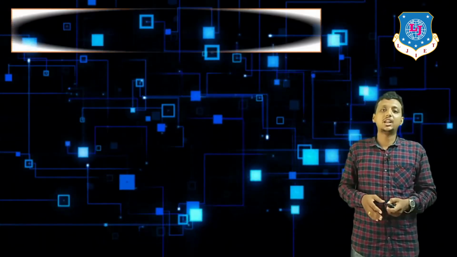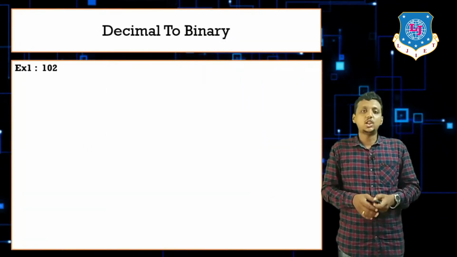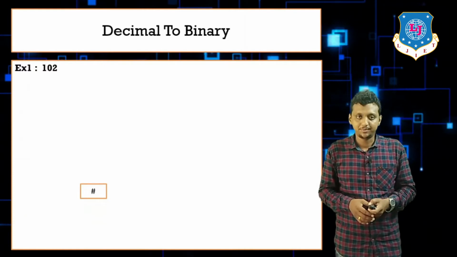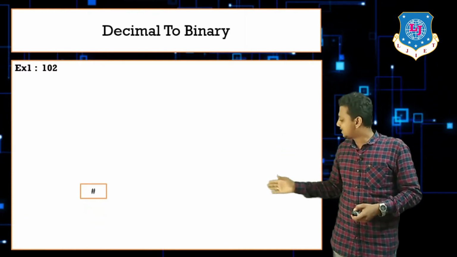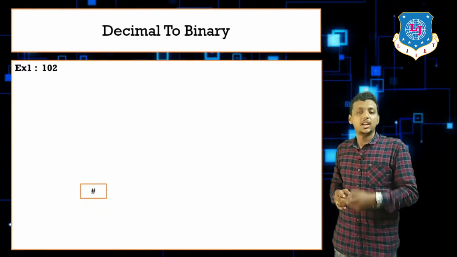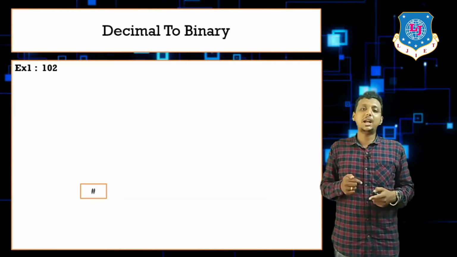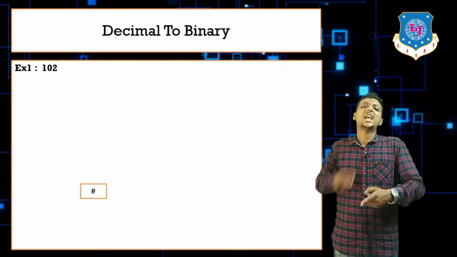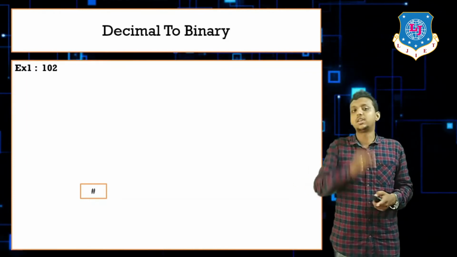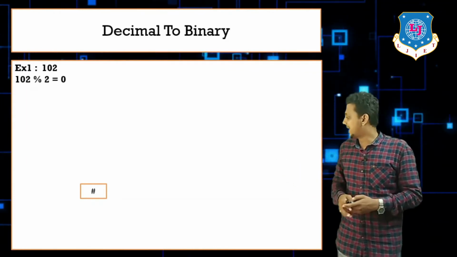Let's take a look at another example. Students, right now I have 102 with me. So first initialize with the hash. Now let's start dividing, getting the remainder, pushing the remainder inside the stack, and repeating this step until you get 1 as the quotient. So let's take a look at it.